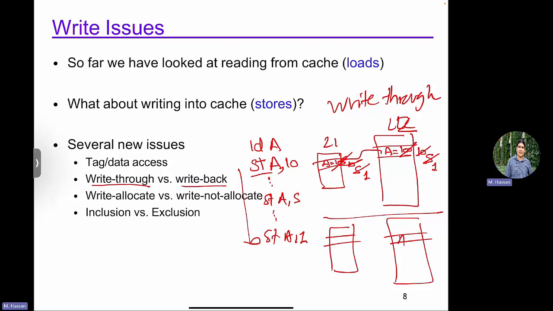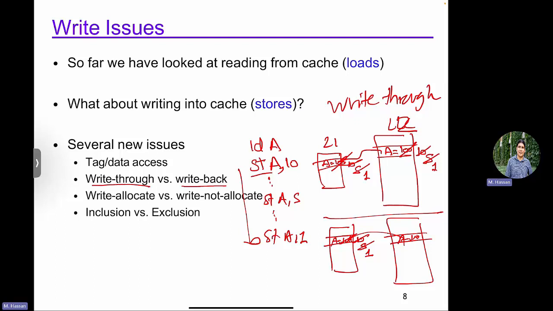For the load, I bring in A with value 100 here. And then I update this 100 to be 10. Don't update L2. Then update the 10 to be 5. Then update the 5 to be 1. So you keep writing to your private cache and you keep hitting here. The advantage is you decrease the latency of writing to the shared memory.